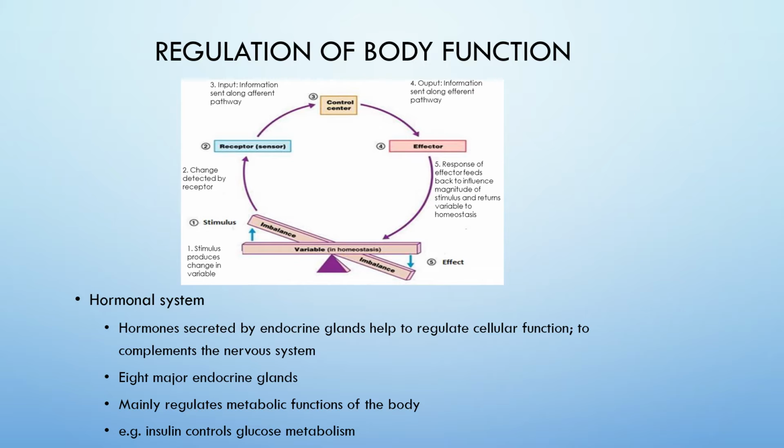The second system involved as the control center in maintaining homeostasis is the hormonal system. Basically, there are 8 major endocrine systems that secrete hormones to help regulate cellular function, which complement the nervous system as the control center. Mainly, the hormonal system is involved in regulating the metabolic functions of the body. An example is the release of insulin, which helps in controlling the glucose level in the body.